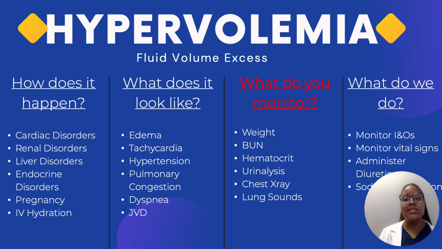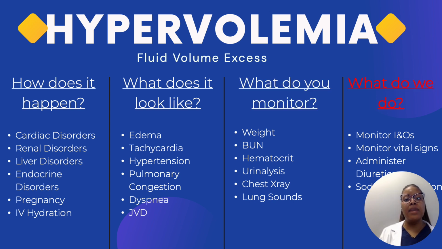Your urinalysis is going to show a low specific gravity, and that's because of diluted urine if the kidneys are functioning. And then the chest x-ray is going to show pulmonary congestion, and could also show a pleural effusion, fluid on the lungs. And then lung sounds, we're going to hear crackles, which is that Rice Krispie sound, and that's just saying that the patient has some fluid on their lungs. All right, so those are some lab values that you want to pay attention to.